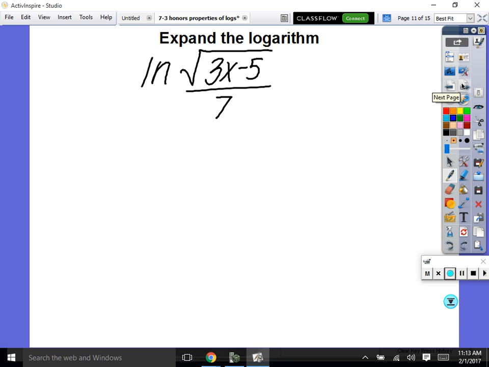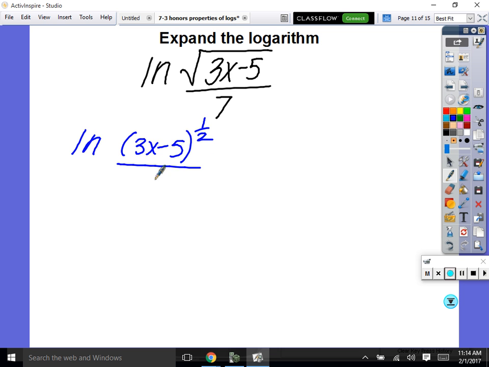So let's do this one. It says expand the logarithm. You've got to go in the correct order here. So this one we're going to have to think about a little bit. So we have ln of all that stuff. So I'm going to rewrite this as ln of, anytime I'm dealing with radicals, isn't that really just an exponent? Like a fractional exponent, remember that? So this is really ln of 3x minus 5 all to the 1/2 power.